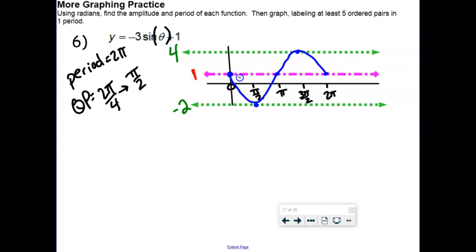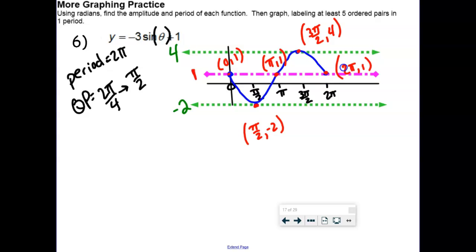No. Okay, so this ordered pair is 0, 1. This guy is at pi over 2, negative 2. This guy is at pi comma 1. This guy is at 3 pi over 2, comma 4. And then finally we have 2 pi, comma 1. Whew. And that's about as challenging as it's going to get.